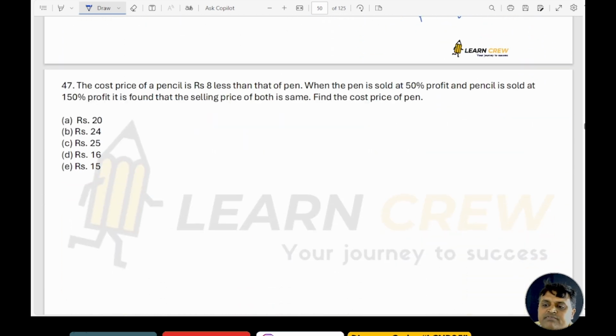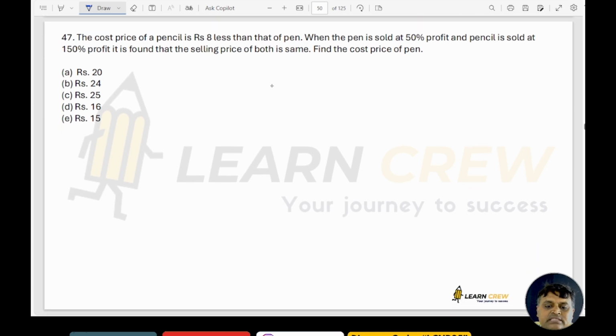Now, the cost price of a pencil is 8 less than that of a pen. When the pen is sold at 50% profit and the pencil is sold at 150% profit, it is found that the selling price of both are the same. Find the cost price of the pen. I am going through the options. The cost price of a pencil is 8 less than the cost price of the pen. So the cost price of the pen is 20.